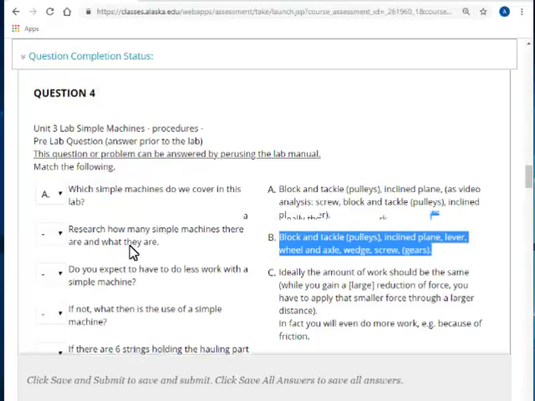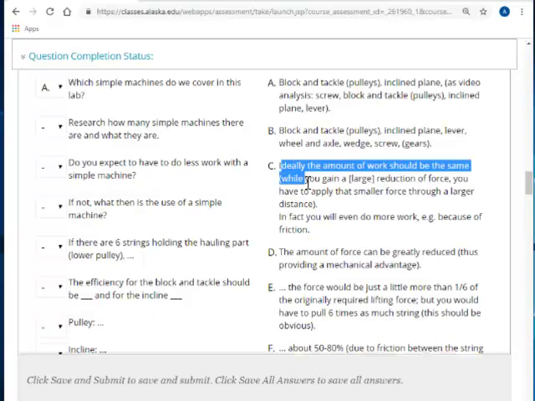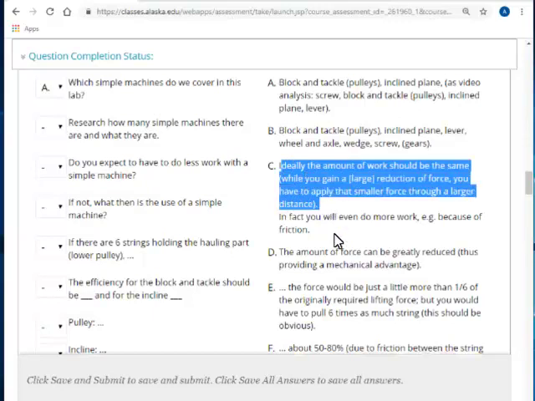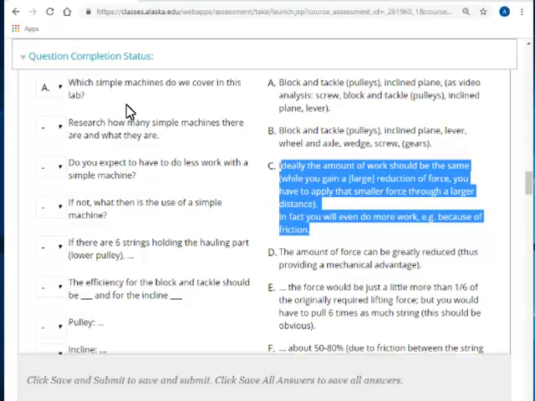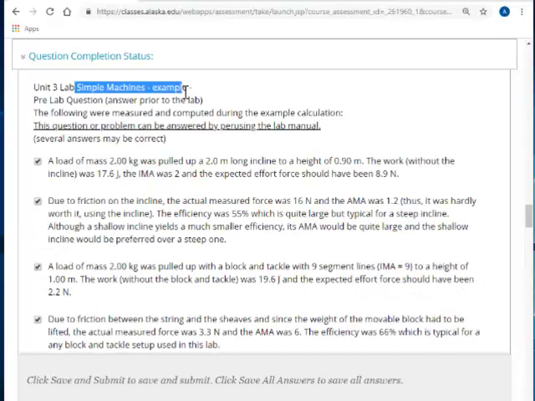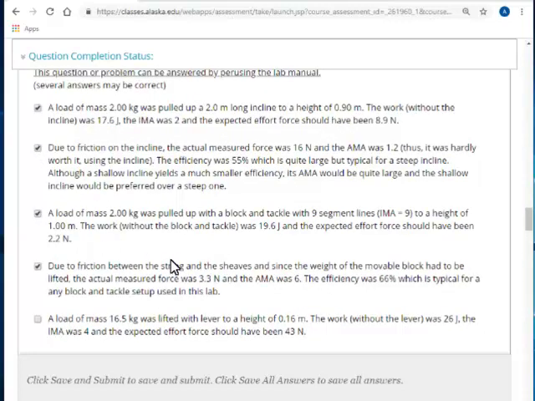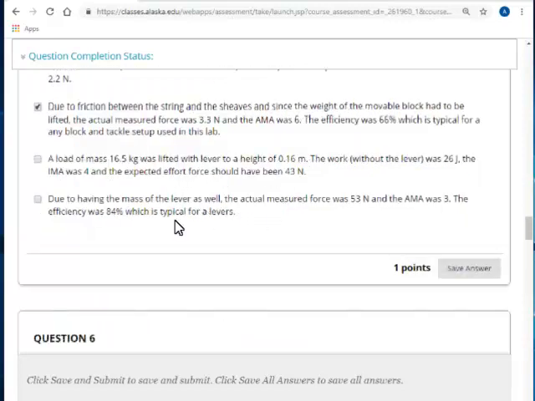Actually, it depends on where you look. Do you expect to have to do less work with a simple machine? It turns out that ideally the work should be the same, but you're not going to do less work. You might even do more work, for example, because of friction. And you can read through the others yourself. And again, look at the procedures for that lab. The simple machines, as always, I also included an example. And when you look at that example, you will find these here. The other 2 here, they might be correct statements, they're just not listed there.